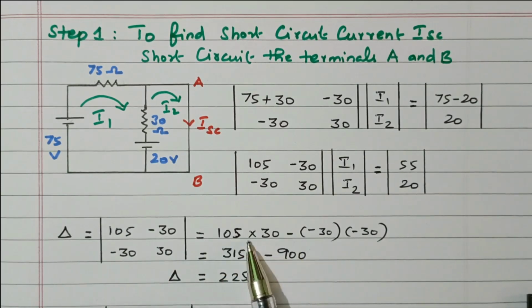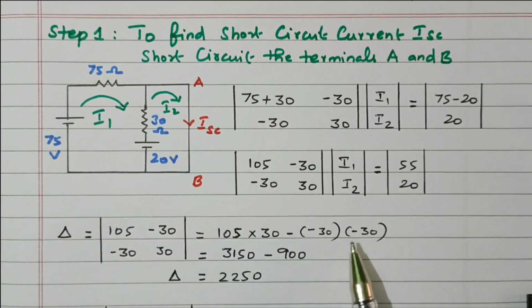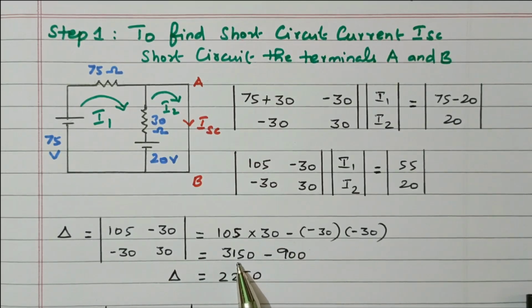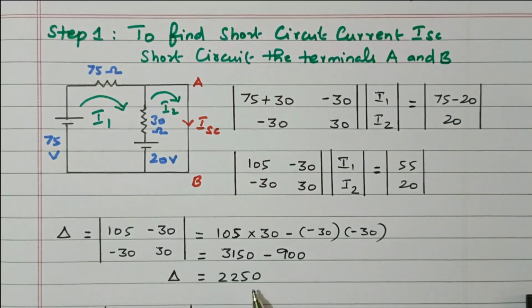So 105 into 30 is 3150, and 30 into 30 is 900. There are 3 negatives available. These 2 negatives got cancelled, but this negative will remain. So 3150 minus 900 is 2250. Now we have calculated the delta value. Then we go for delta 1 and delta 2.